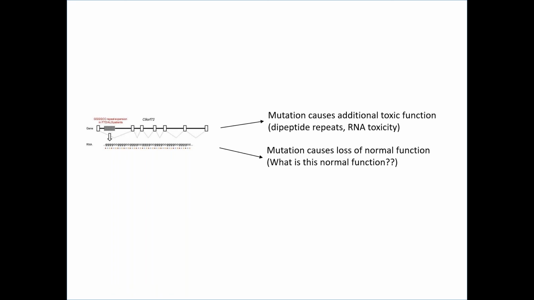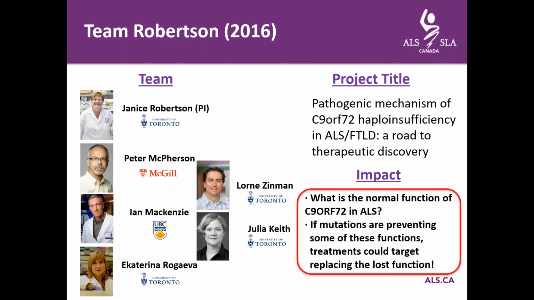And there are a number of people in other countries who are working a lot on the toxic function part, but there hasn't been as much work that's been done on understanding the loss of the normal function of the protein. Dr. Robertson's team is actually working very hard on comprehensively understanding what that normal function is, and then ultimately what that can be doing to motor neuron biology that might be conferring ALS. The idea is if the mutations are preventing some of the normal functions of the protein, can we then reinstate these as a potential treatment target in the future?